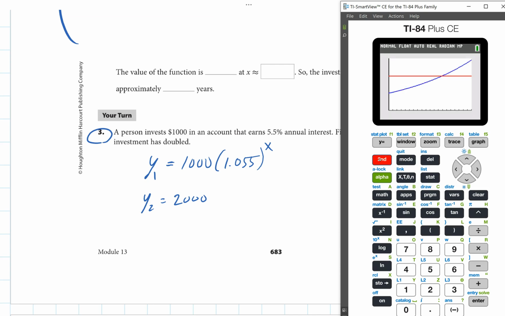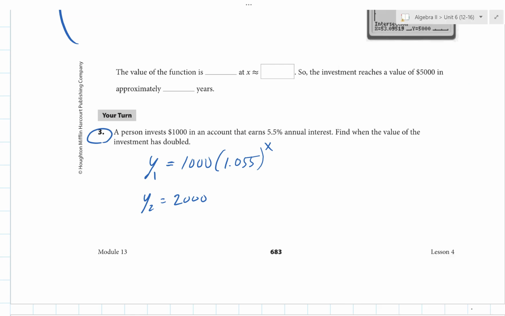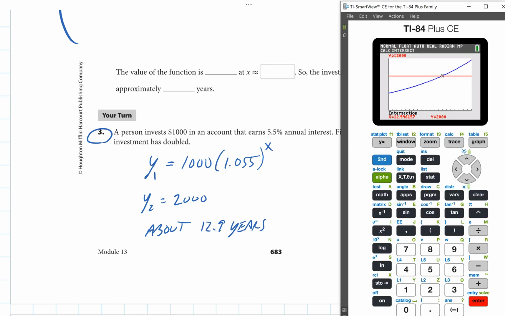And so to find the intersection, second calc, option 5. And then first curve, that's it. Second curve, that's it. And then guess, you can move a little closer, but you don't really have to get that close. Press enter, and it gives you the intersection at 12.9 years. So about 12.9 years. Okay, any questions on that?